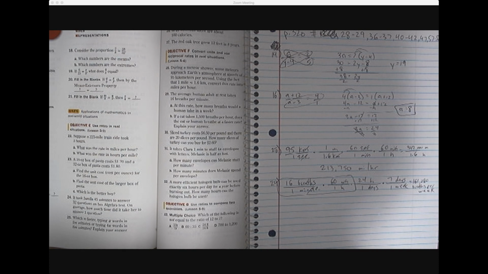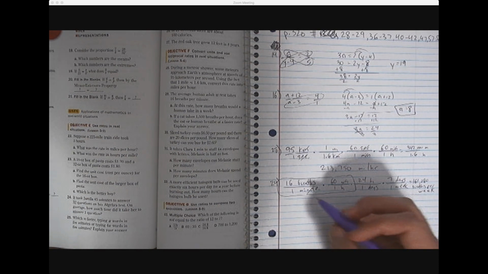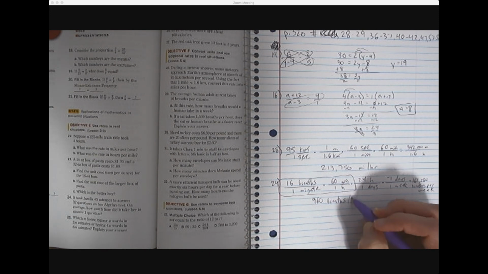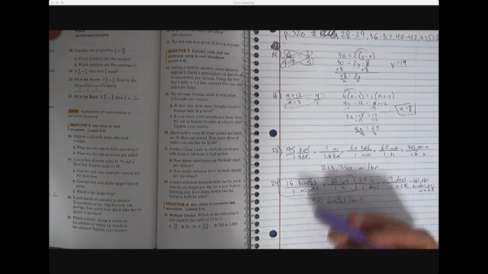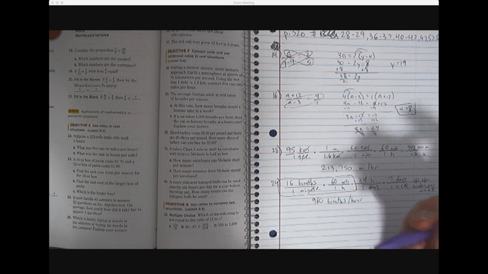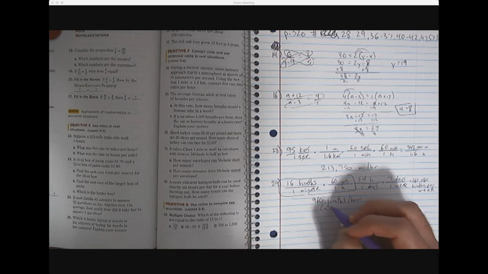So 16 times 60. That's 960 breaths per hour, the minutes canceled. So right there you can obviously see who is breathing at a faster rate. The cat.